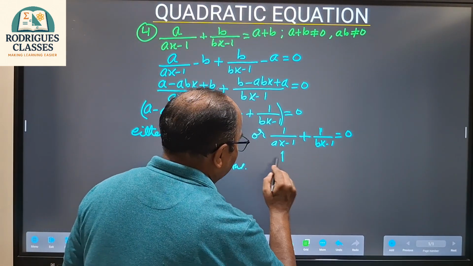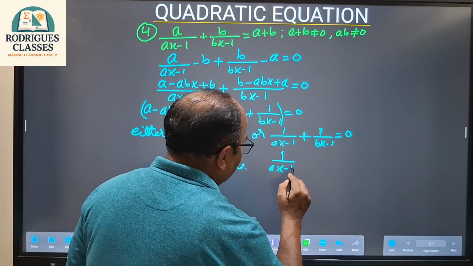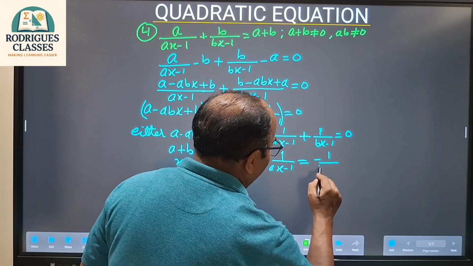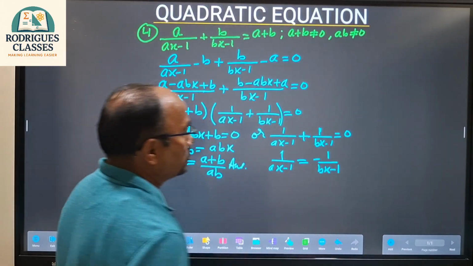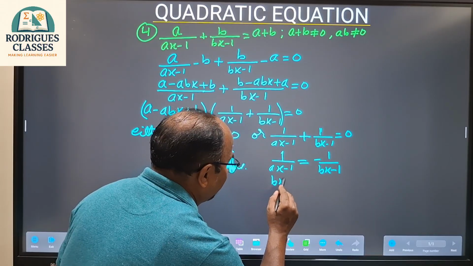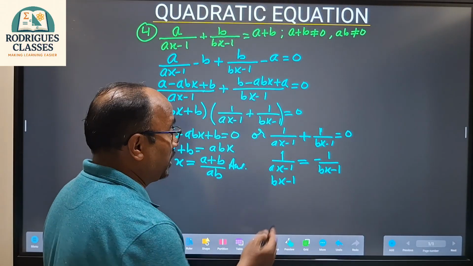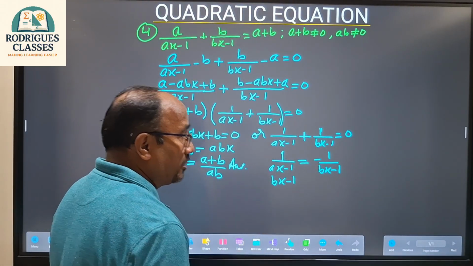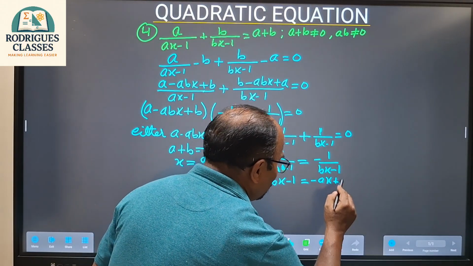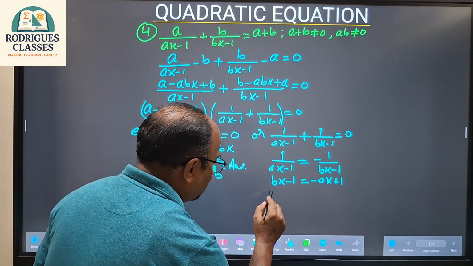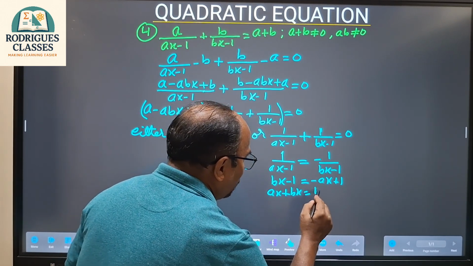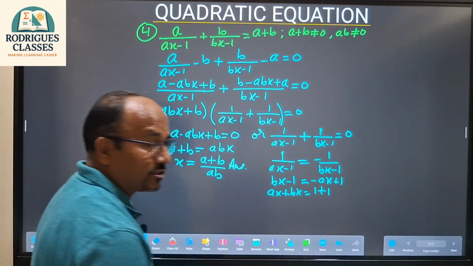And here I will solve by taking this one completely that side. So that becomes minus 1 by bx minus 1. Now we cross multiply. So bx minus 1 will multiply with 1, I get bx minus 1. Now ax minus 1 has to multiply with minus 1. So you get minus ax plus 1. Minus ax brought this side. So ax plus bx, and 1 minus 1 goes that side, plus 1.